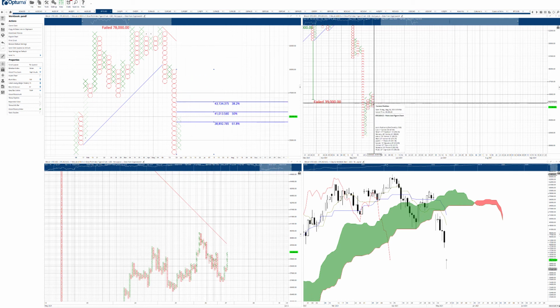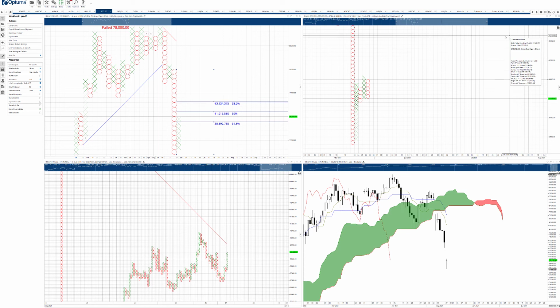Now I'm looking over here at the $500 3-box reversal chart on the top right. I'll maximize that.